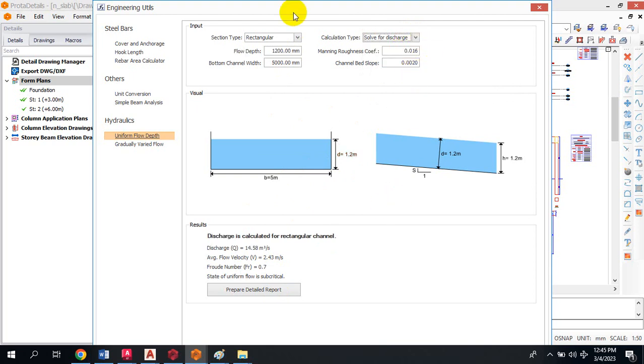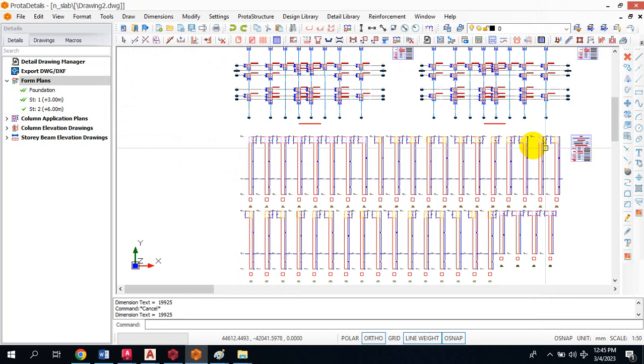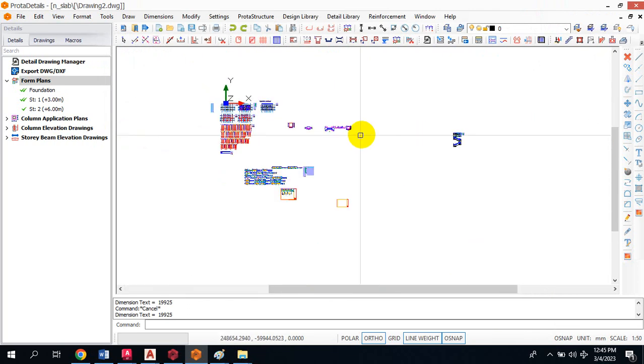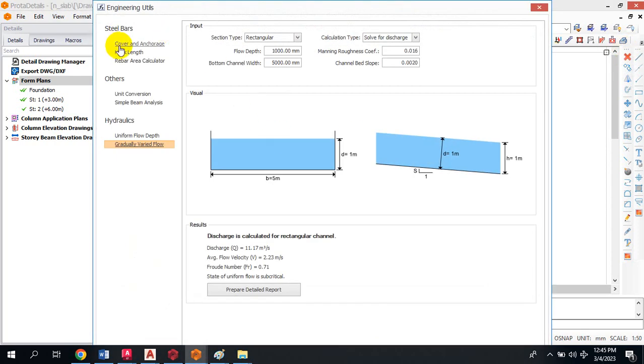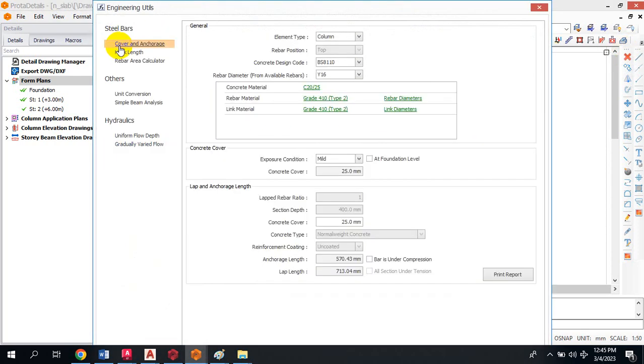Okay, so let's jump right into it. All you need to do, once you have your Prota detail here, you need to just come here. You will see in our Prota detail 2022, I've not confirmed in 2021 yet, but in 2022 you just click on this drop down here. You will see where it is written engineering utilities. Click on your engineering utilities. You come to cover. We are going to be starting here. Come to cover and anchorage.